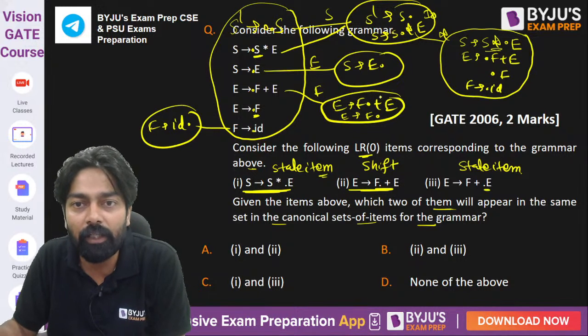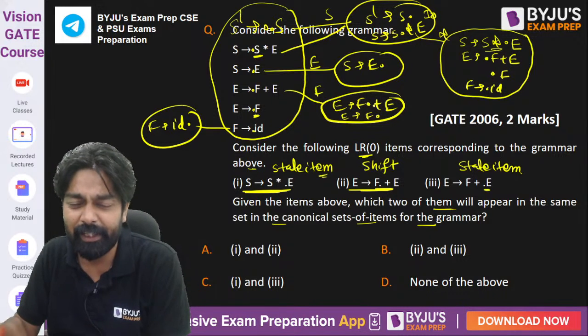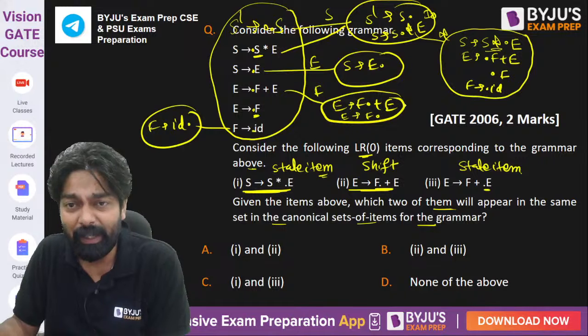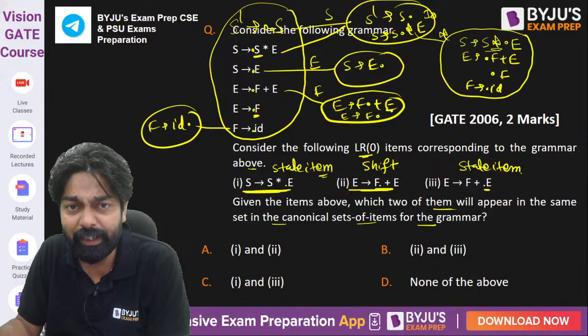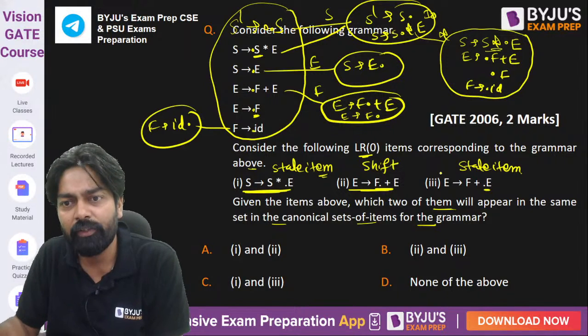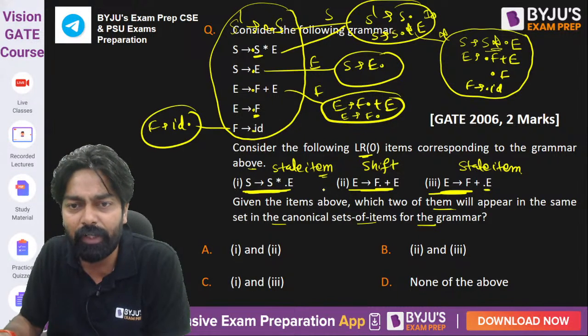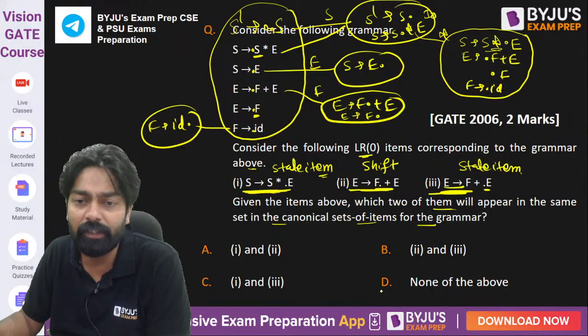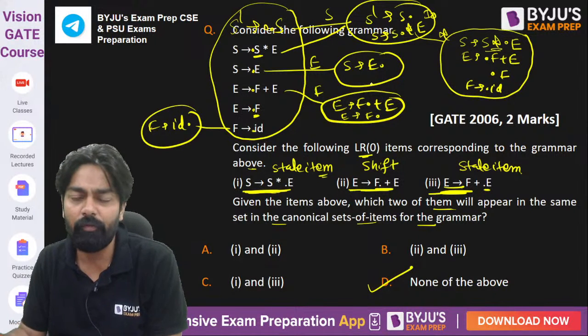We have done this. Now if you look at this one, the dot will be shifted. It is nothing but E goes to F plus dot E. And due to this E, we will add what? Dot F plus E, dot F, dot ID. So definitely all the items, either 1 or 2 or 3, will not appear in the same state. So the answer will be what? None of the above. Even if you want, you can try.